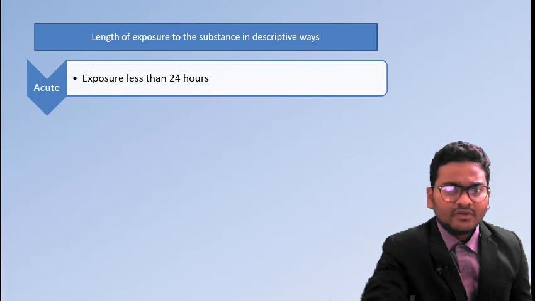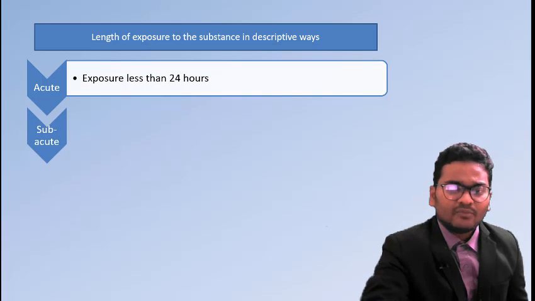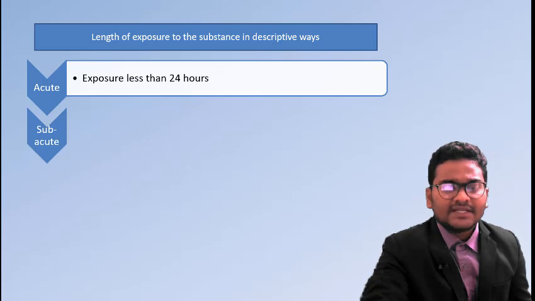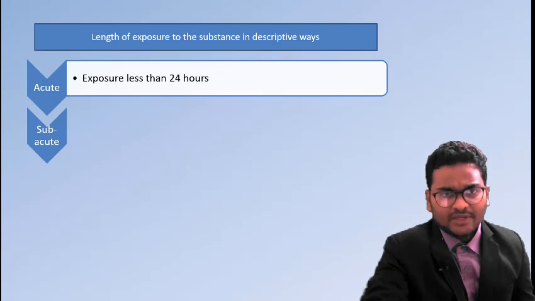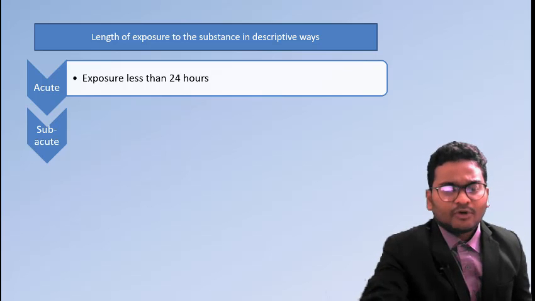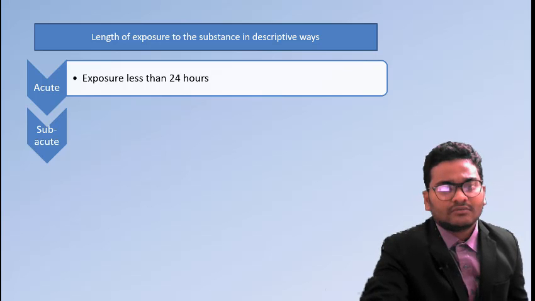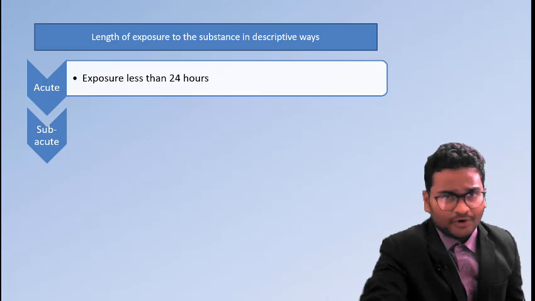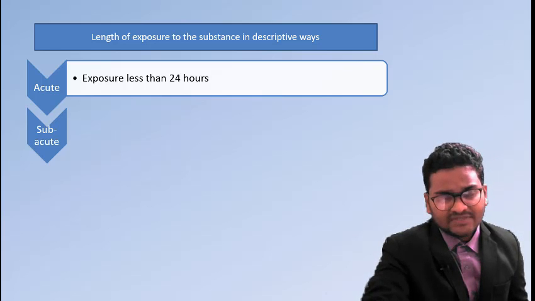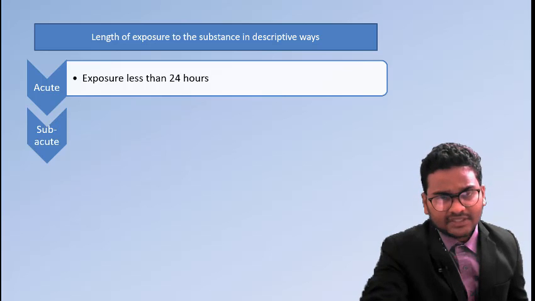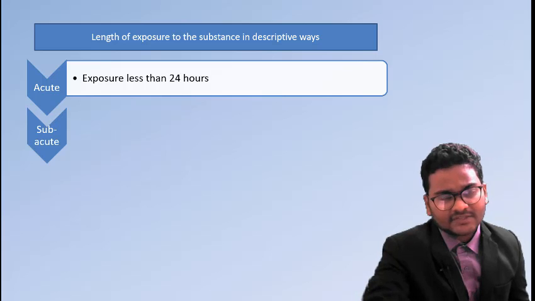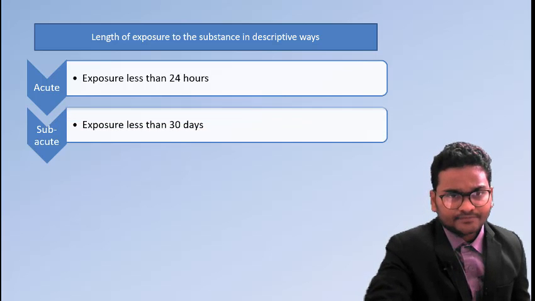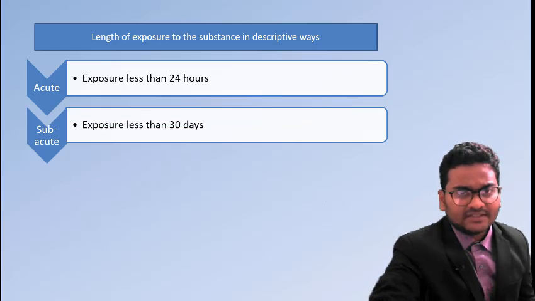Next one is subacute. That means it takes some more time than the acute. It takes some time to give the reaction. Suppose you use some chemical for more than 1 month or like that. For the first month there is not that much difference, but after some time, slowly itching or irritation comes on the body. So that is called subacute. That is, the exposure time is less than 30 days.